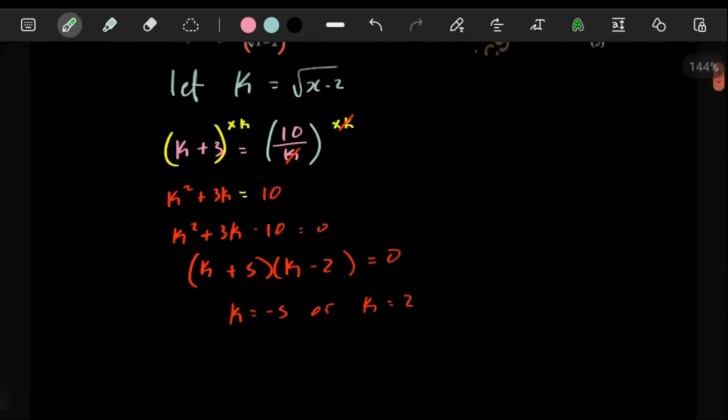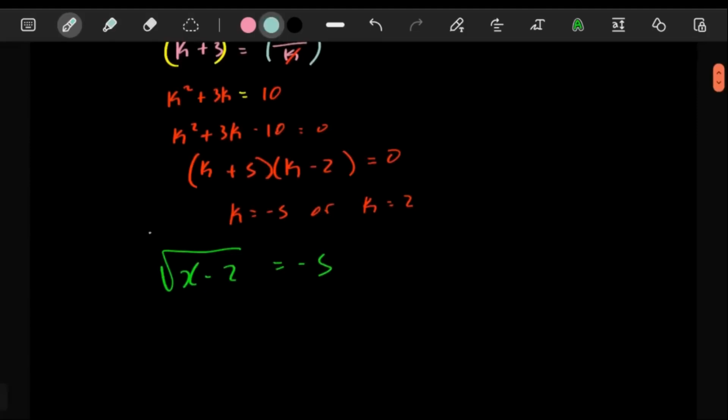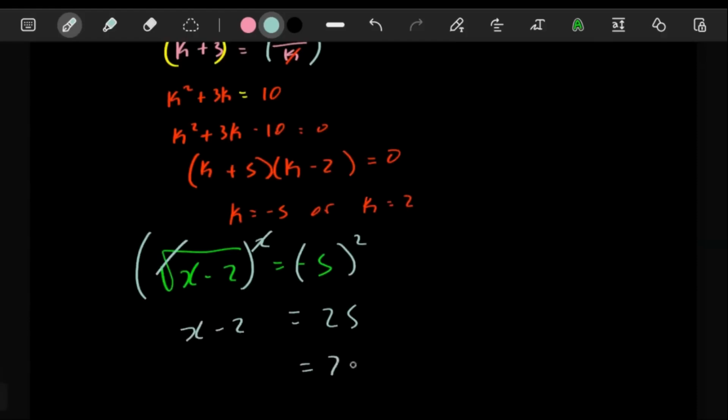Now here we can say, because we know what k is, square root of x minus 2, right? So this is equal to negative 5. To solve for x here, we can just square this side and square this side. This is going to give us a positive 25. This cancels that x minus 2. The 2 goes to the other side, it becomes a positive 27.